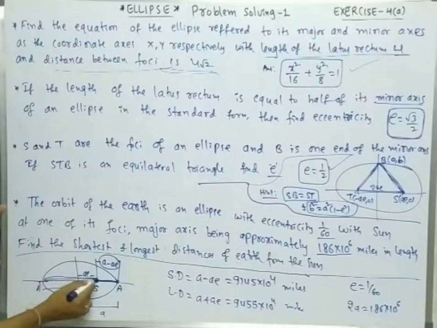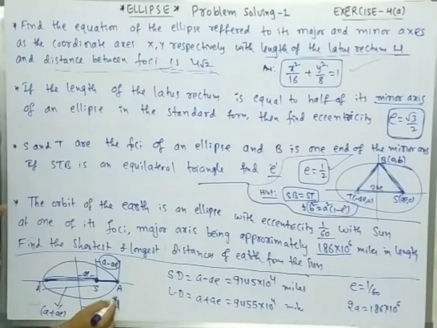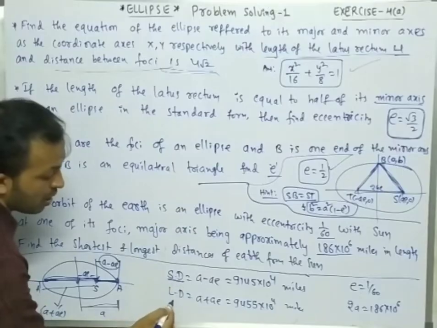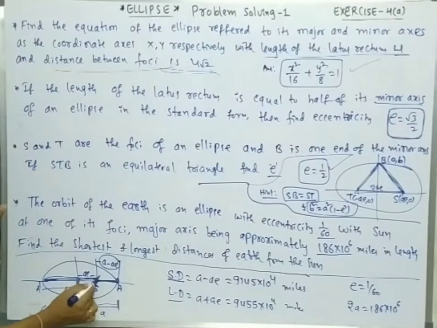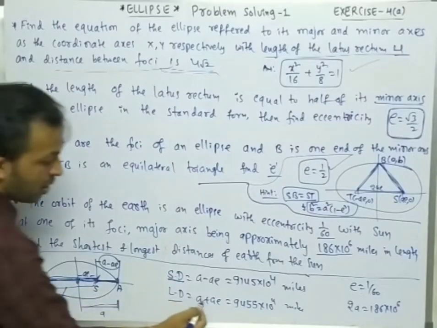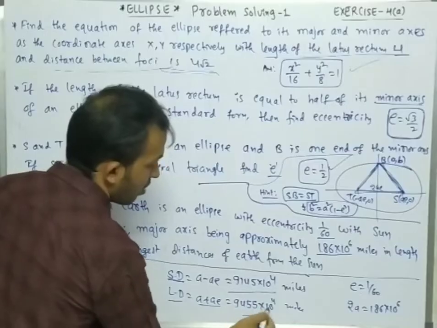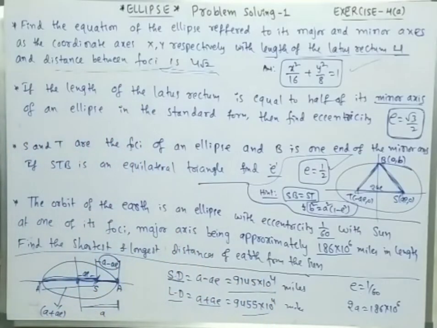We have formulas derived. The distance from center to vertex is A, and center to focus is AE. So the remaining SC distance is A minus AE, that is the shortest distance. Next, the longest distance means this one from S to A dash. This length is AE, this length is A, total is A plus AE. So these are the answers. Solve these 4 problems yourself.